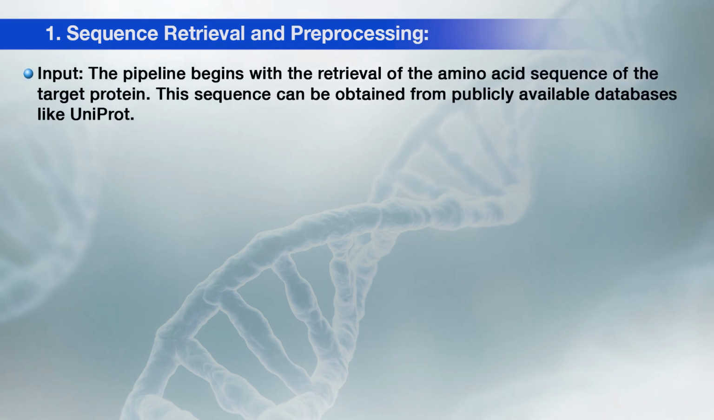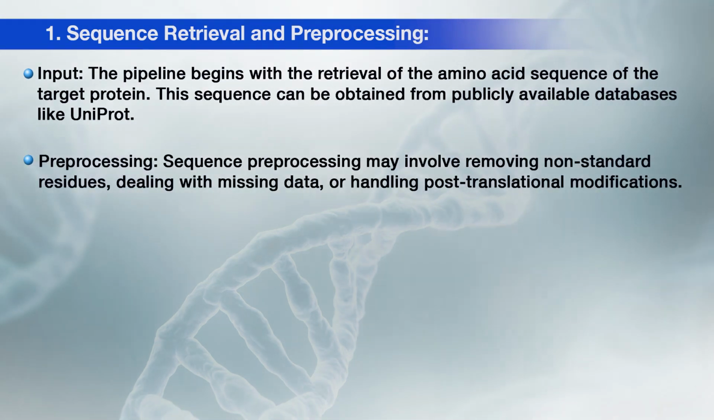For sequence retrieval and pre-processing, the first component is input. The pipeline begins with the retrieval of the amino acid sequence of the target protein. This sequence can be obtained from publicly available databases like UniProt. So, in UniProt we can search and get the sequence of our interest. Second is pre-processing. The sequence needs to be pre-processed, which may involve removing non-standard residues, dealing with missing data or handling post-translational modifications. That is known as pre-processing of the sequence.